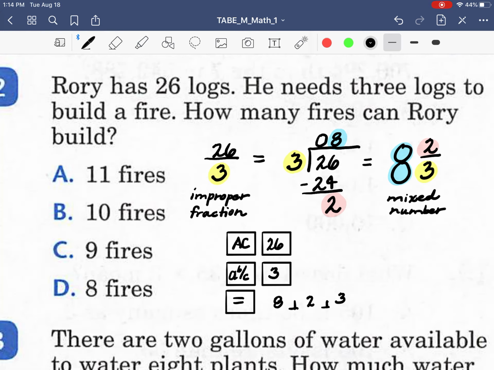Let me ask you something. Does he have enough logs to make 9 fires? Or can he just do 8? He can only do 8. Now he would have 2 logs left over. That's what that 2 is up there in the top of our fraction. But he can only build 8 fires. Be careful on that one. It's very tempting to put that 9 down, but he doesn't have enough to build the 9.